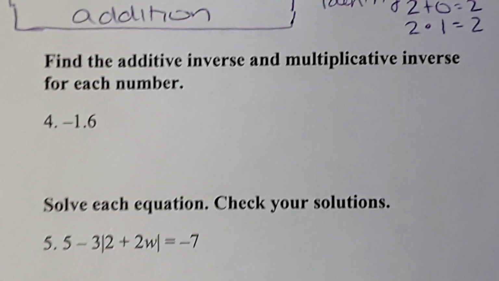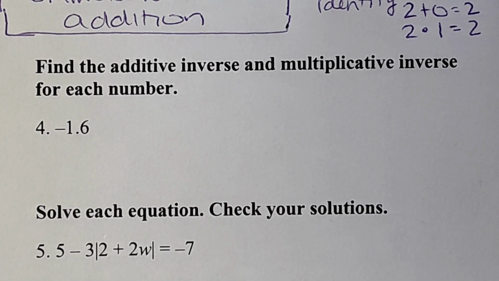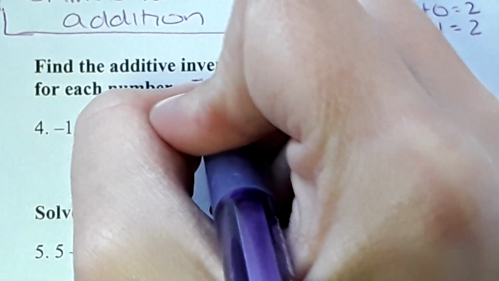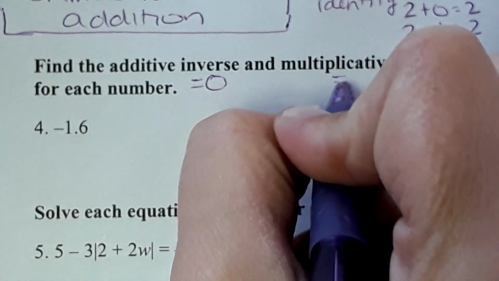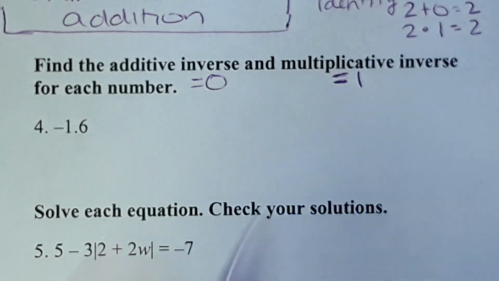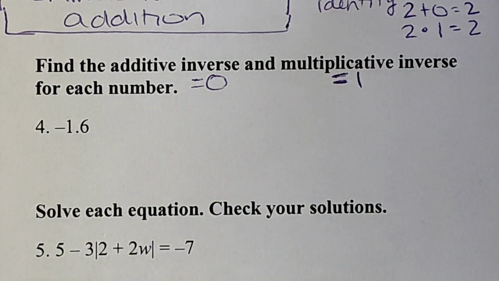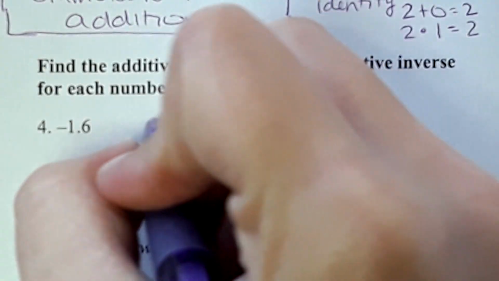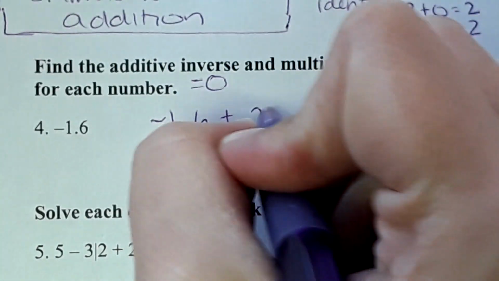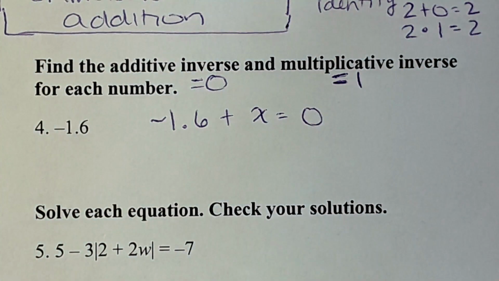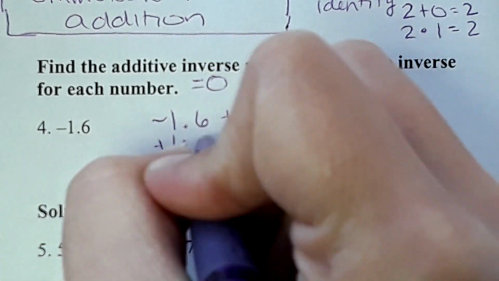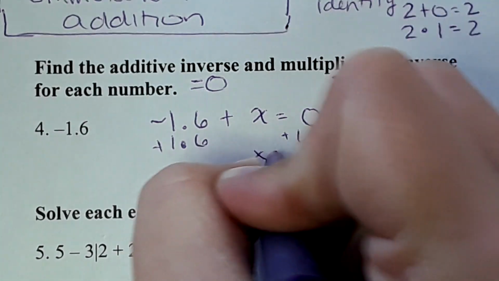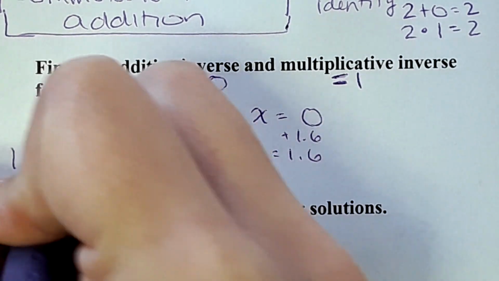Okay, next. Find the additive inverse and multiplicative inverse of a number. Okay, so additive inverse, you want the two numbers to add to 0. And then multiplicative inverse, you want the numbers to multiply to 1. So you need to find out what number you would add to negative 1.6 to get 0. Which you probably don't need to write that all out, but if you added 1.6 to both sides, x equals 1.6. So one of those answers is 1.6.